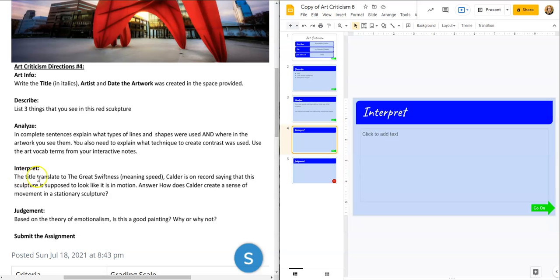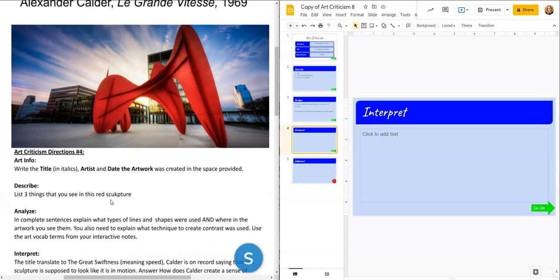Anyway, so interpret. The title translates to the great swiftness, meaning speed. So the artwork is talking about speed and movement, even though the actual sculpture does not move. Calder was known for 2 different types of sculptures, his stabiles and his mobiles. Mobiles meaning moving, stabiles meaning not moving. This is a stabile. But Calder is on the record for saying that this sculpture is supposed to look like it is in motion. And I want you to answer, how does Calder create a sense of movement in a stationary sculpture?